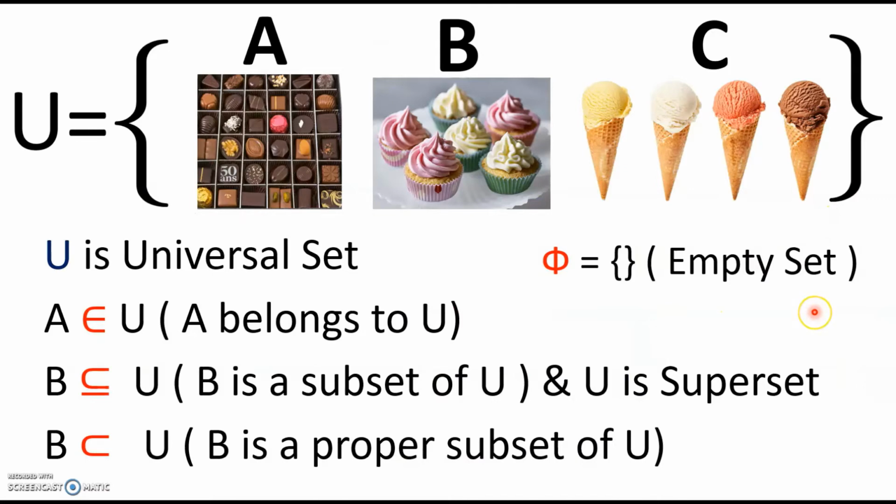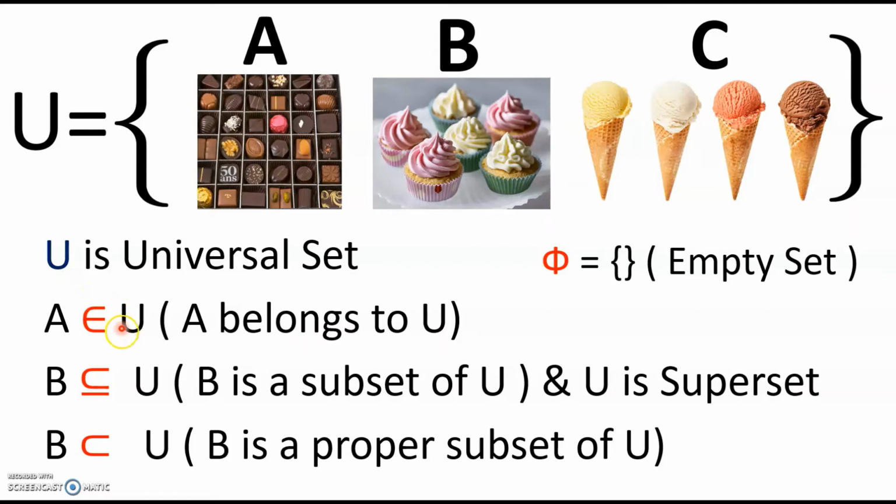Let's look at some of the basic notations that we use in set theory. Consider a set U, which comprises set A, set B, and set C. Let's say set A is a box of chocolates, set B is cupcakes, and set C is a set of ice cream cones. U is called the universal set because it carries all the elements of sets A, B, and C. So it's normally written as U, and it's mostly called the basic set.